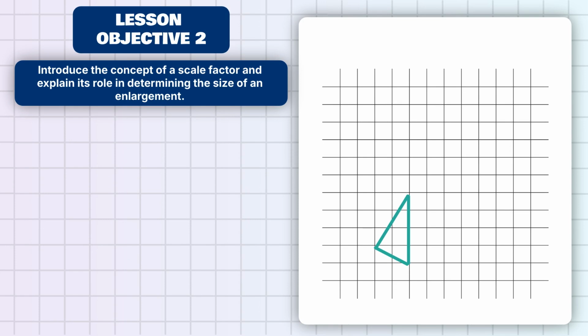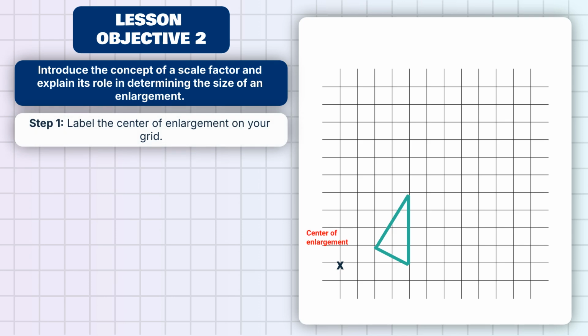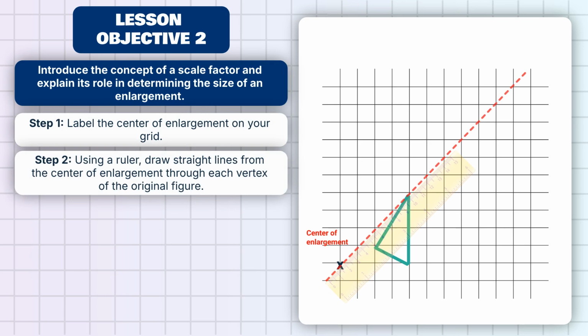We will now look at how to draw an enlargement. First, label the center of enlargement on your grid. Then, using a ruler, draw straight lines from the center of enlargement through each vertex of the original figure. These lines will guide where the vertices of the enlarged figure will be.